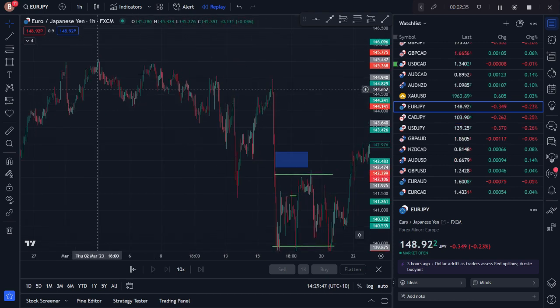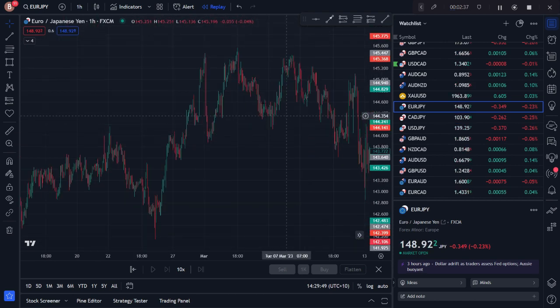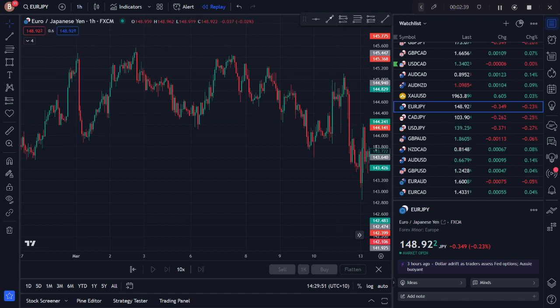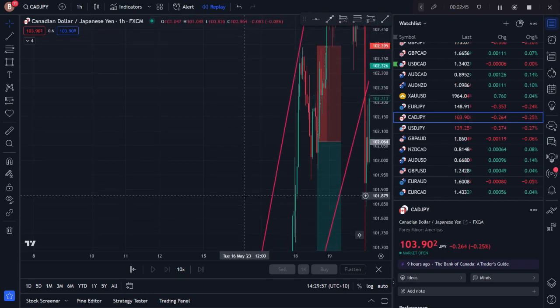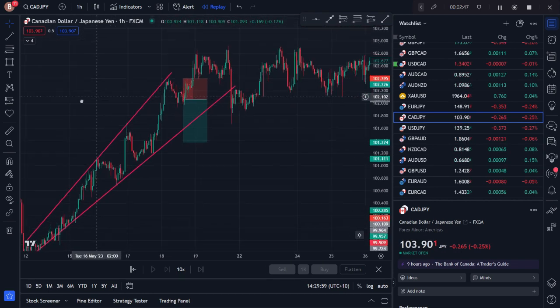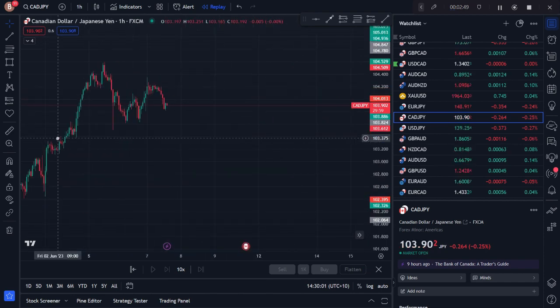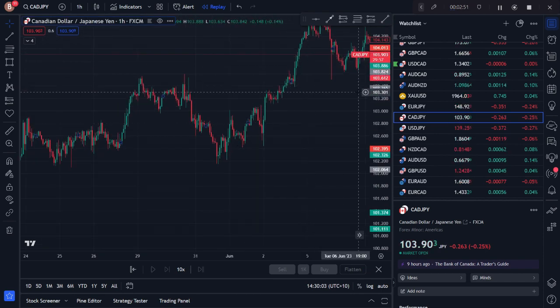Yes, there are areas of stagnation, and they can last for quite a long period of time. However, when these pairs move, they really do move. And that's for most of the Japanese pairs here. It doesn't matter which one you look at, you can find a lot of volatility.